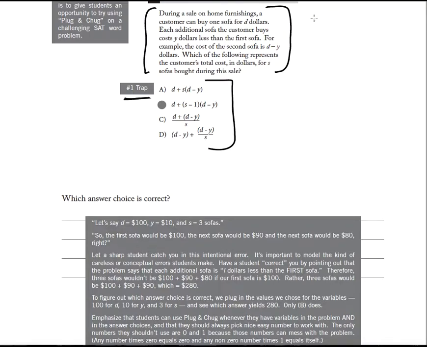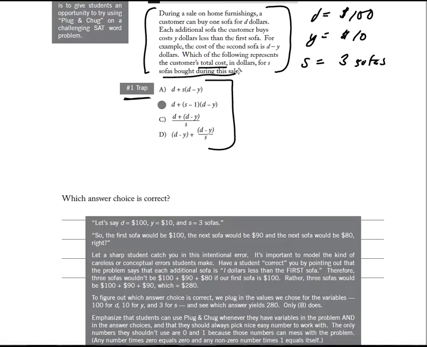I'm going to say D equals $100. That's the cost of a sofa. I'm going to say that Y equals $10. That's going to be my discount for additional sofas here. And I'm going to say that we're buying S equals 3 sofas. And who can help me out? Remember, what strategy do I want to use to minimize careless errors? Sophia, you're right. I want to always underline the final question that I'm being asked, just to make sure before I bubble in my answer that I'm answering that final question. Here, we want to know the customer's total cost for all the sofas bought during the sale.